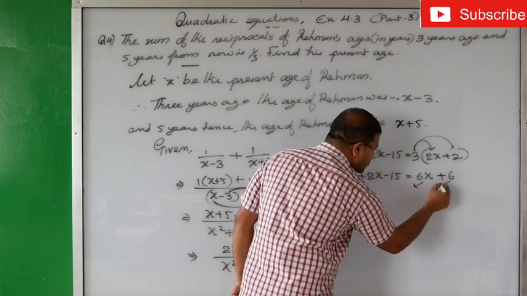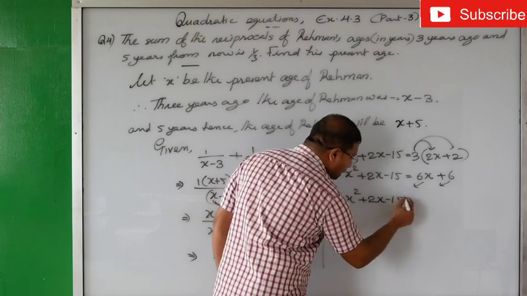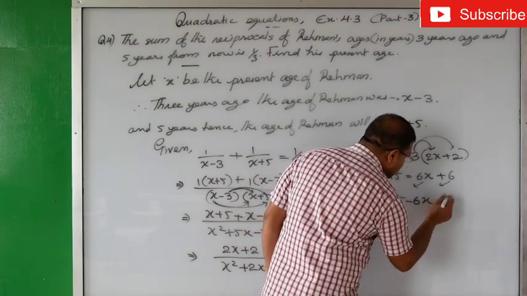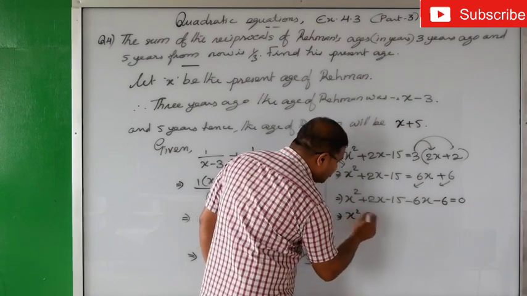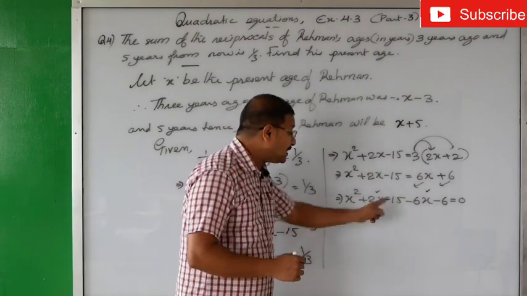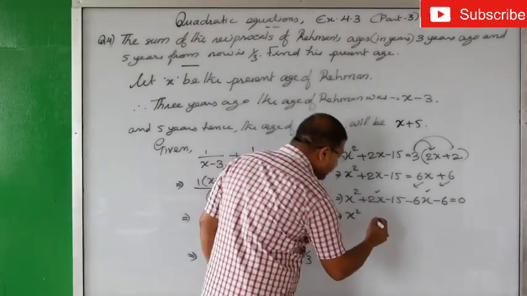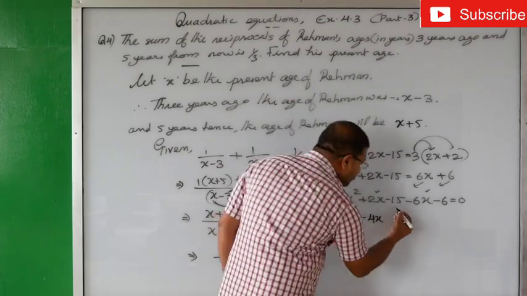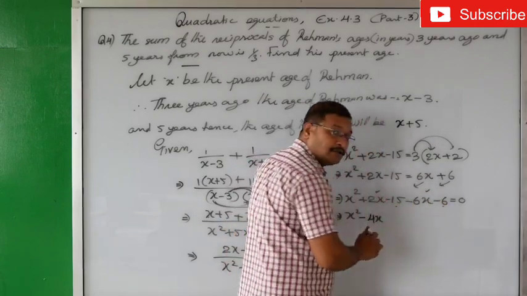Now, this will carry to the next side. This implies x square plus 2x minus 15 is already here. So 6x goes to the next side, it will be minus 6x, plus minus 6 equal to 0. Implies x square, see, 2x minus 6x, plus 2 minus 6, plus and minus, what will you do? That means 6 minus 2, 4. That means we will get 4x. But we know that the bigger number is minus, so the answer is minus 4x. After that, minus 15 minus 6, minus into minus is plus, that means 15 plus 6, 21.